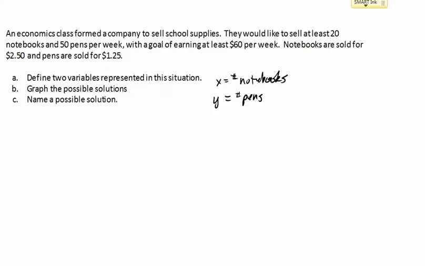Okay, so from here, let's go ahead and put this together. So we've got our two variables, the notebooks and pens, so let's graph the possible solutions. So again, we're going to have x and y, which is the notebooks and the pens. What are the information that it gives us? Well, first, at least 20 notebooks. So that means x needs to be greater than or equal to 20. Okay, 50 pens. So y needs to be greater than or equal to 50.